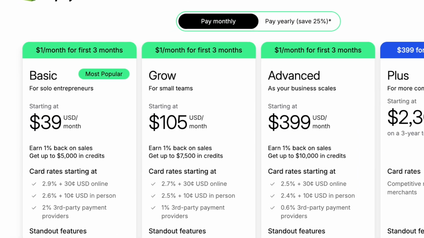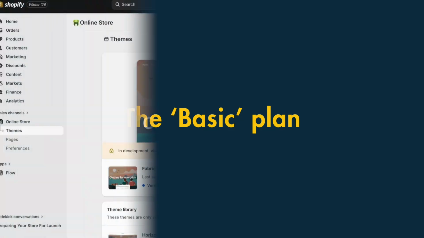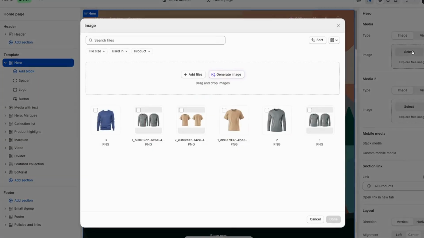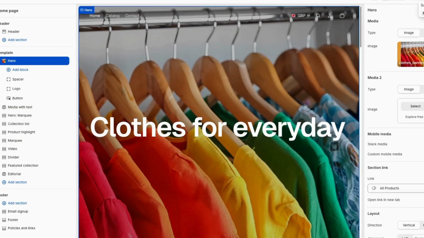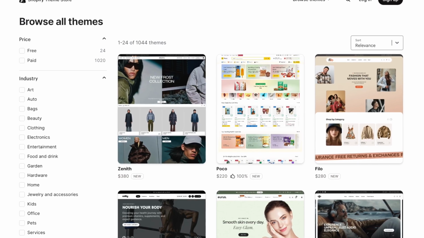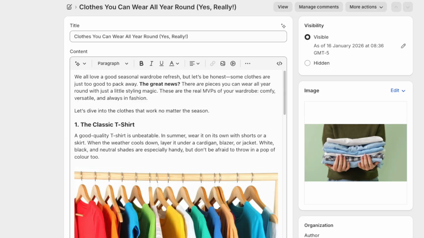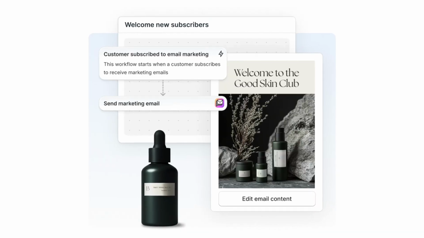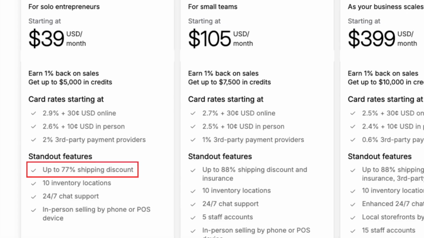The first one of these to consider is the Basic plan. Shopify's Basic plan gives you a fully functional, editable online store, meaning that it's a big step up from Starter. On this plan, you get access to Shopify's full template library containing hundreds of templates, a built-in blog, multi-language and multi-currency selling features, automation tools, and shipping discounts of up to 77%.